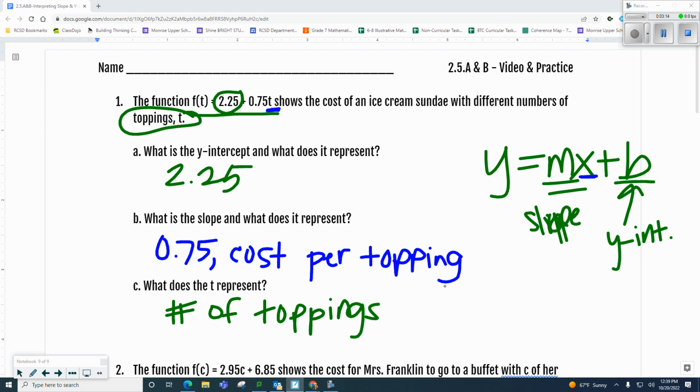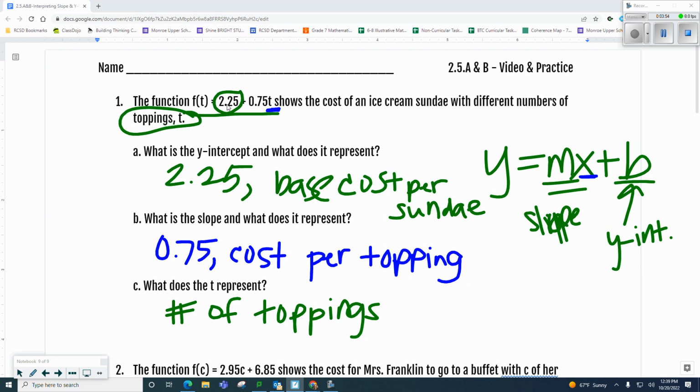Then, what is the y-intercept? We already identified it as 2.25, and what does it represent? Well, what else are we buying besides the toppings? I'm going to call it the base cost for the sundae. Maybe it's the cost for the ice cream, you could think of it as. Sorry, my writing is so bad on this thing. That's like the cost for just the ice cream.